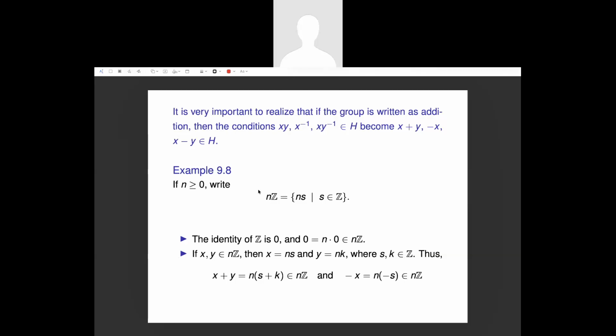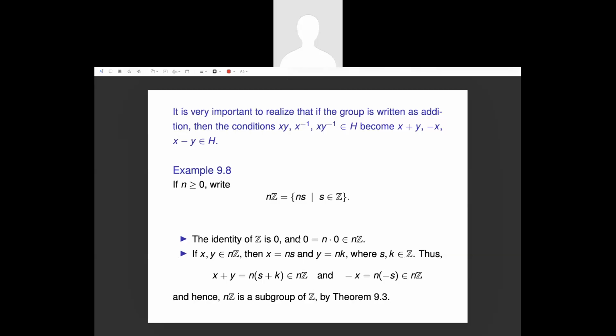So under addition, x plus y can be written as n s plus n k, where s and k are elements of the set of integers. So the sum is also an integer. So n times (s plus k) is an element of nZ, and minus n k can be written as n times minus s. So this is also an element of nZ. So this satisfies all the properties of a subgroup.